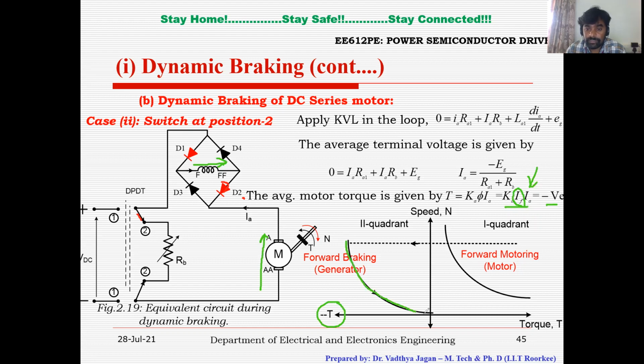After some time, the kinetic energy inside the armature of the DC motor will be dissipated completely in this external resistance, and you will get zero speed and zero torque here. So even by varying different values of the external resistance RB, you will get the speed to zero, and the time duration will be different, right? That depends upon the energy stored in the armature of the DC motor.